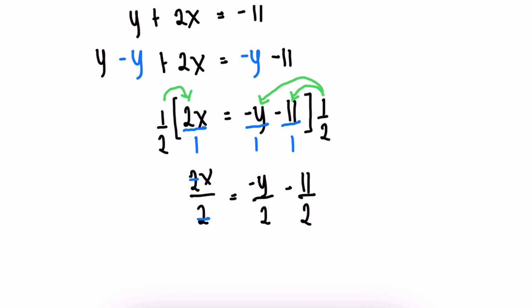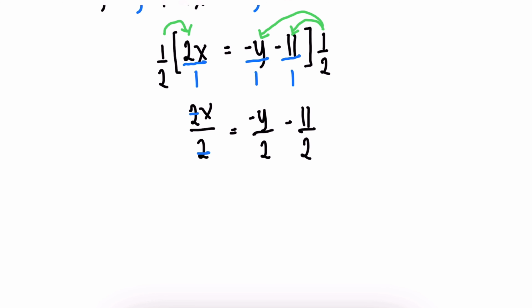On the left side of the equation, since the numerical coefficients of the numerator and denominator are the same, it is equal to 1. Therefore, variable x will be the only term left on the left side of the equation. Next, on the right side of the equation, since both of them have the same denominator, we can now write them as one whole fraction. The resulting equation now will be x is equal to negative y minus 11 over 2.